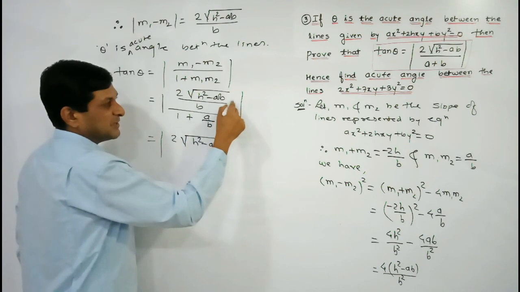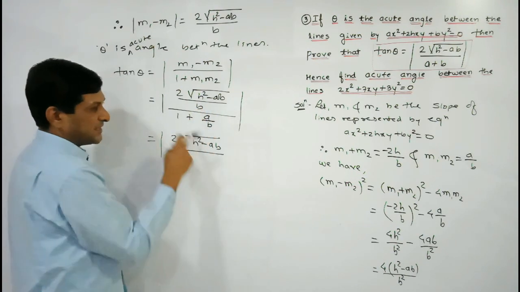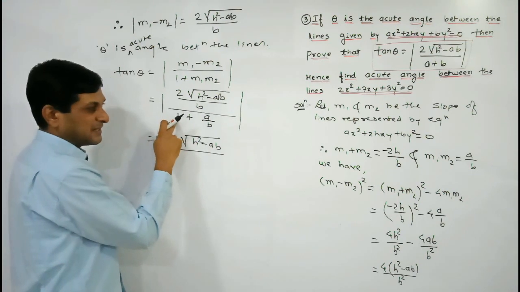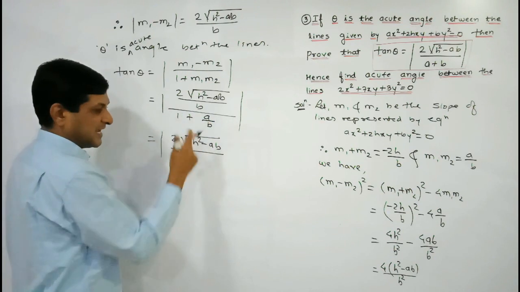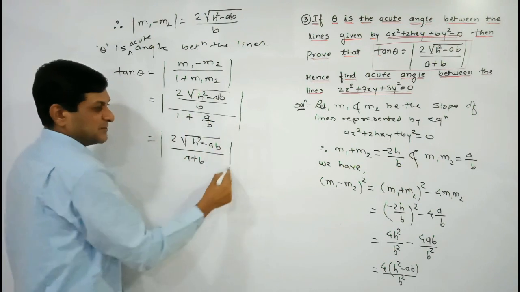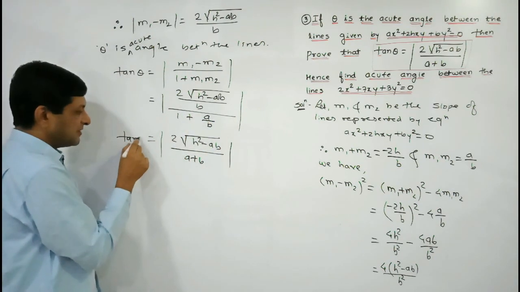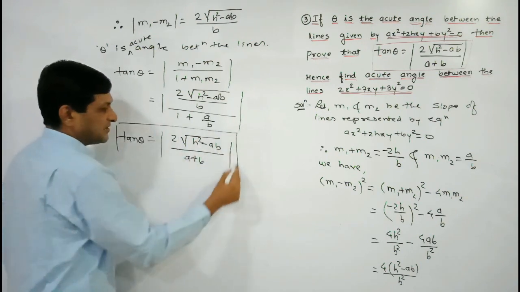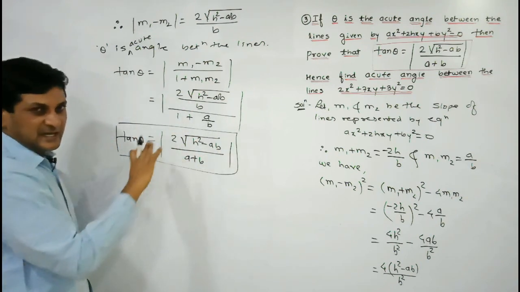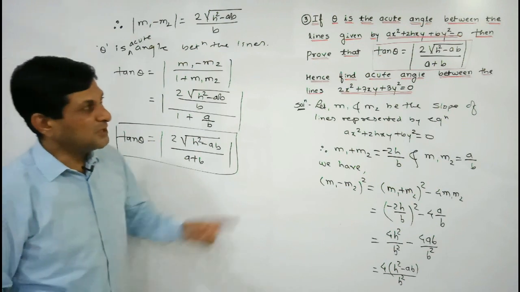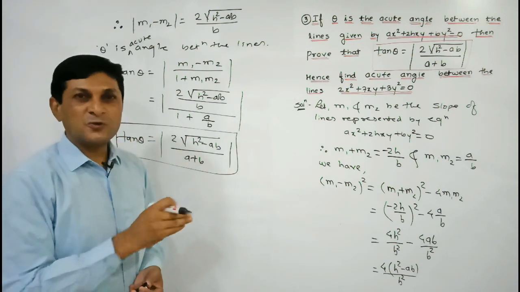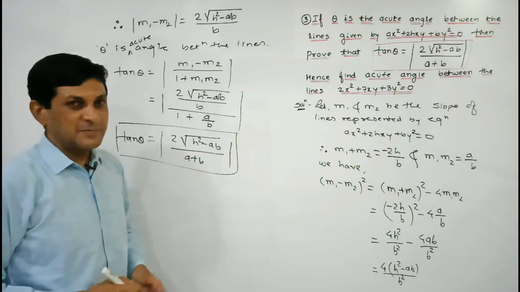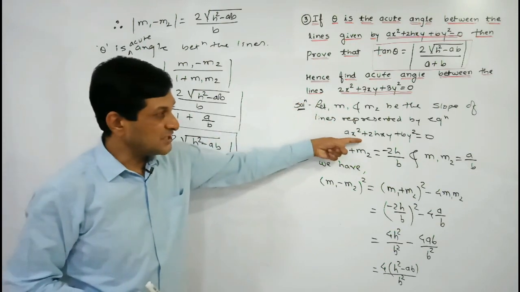If we multiply by b here, b will cancel, and here if we multiply by b, we get b, and here if we multiply by b, b will cancel. So b plus a can be written as a plus b. This result we have got simply by multiplying both numerator and denominator by b. And this is nothing but the formula which we had to prove to find the angle between the lines represented by a homogeneous equation.